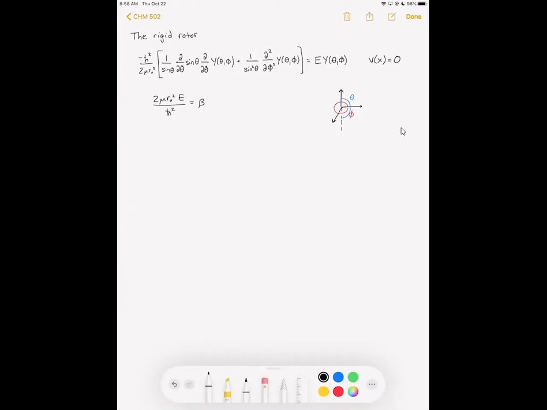So we're grouping all of our various terms together. And to remind you of what these variables are, mu is the reduced mass because we have 2 masses that are rotating, r naught is the equilibrium bond length, and E is, of course, the energy.